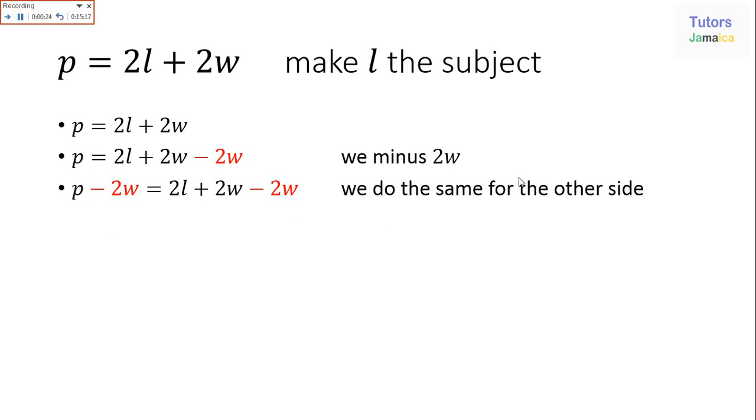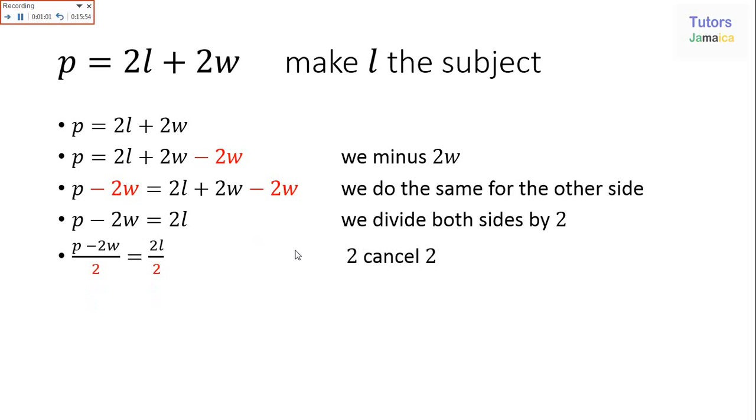So we subtract 2W, but remember, whatever you do on one side of the equation, you must do on the other side of the equation to maintain equilibrium, or to maintain equality, or to maintain balance. So we have to put a minus 2W on the other side. So we end up with P minus 2W equals 2L. Now we have a 2 beside the L, and so we must divide both sides by 2.